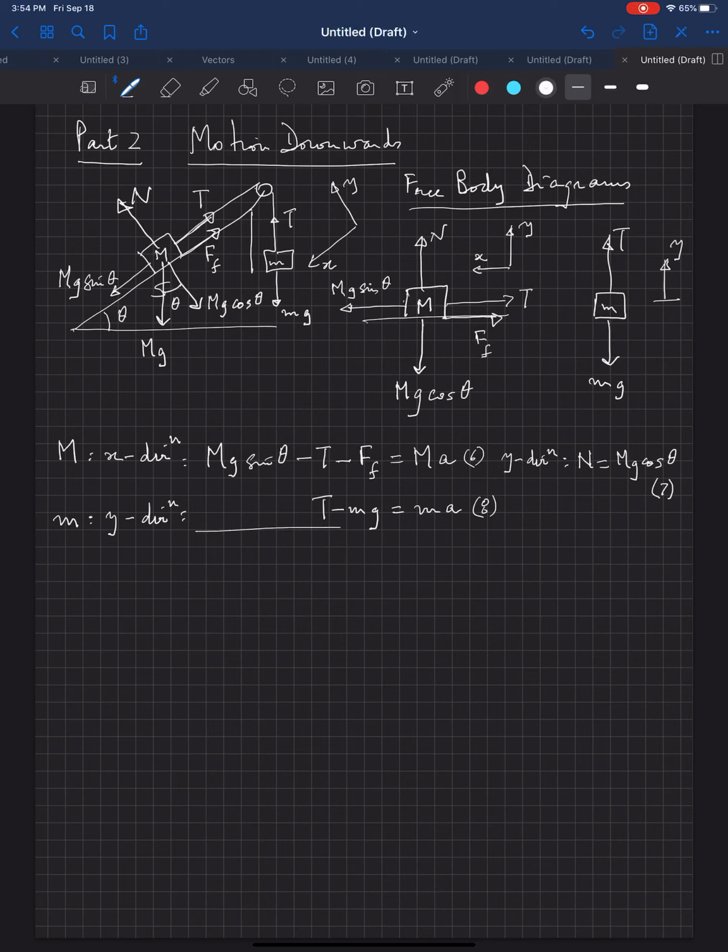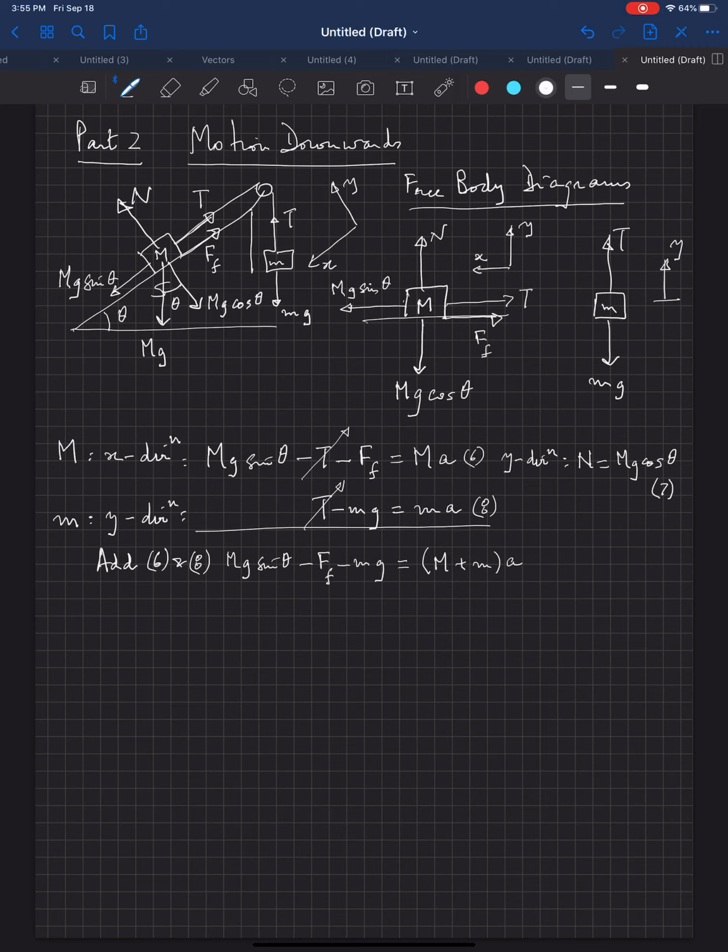And now what I'm going to do is add equations 6 and 8. If I add 6 and 8, what I notice is the following. There's a minus T here and there's a plus T here, so that cancels out. So then I have mg sine theta minus Ff from 6, and there's a minus mg from 8, and on the right hand side, when I add the two quantities on the right hand side of the equals signs, I get M plus small m times a.